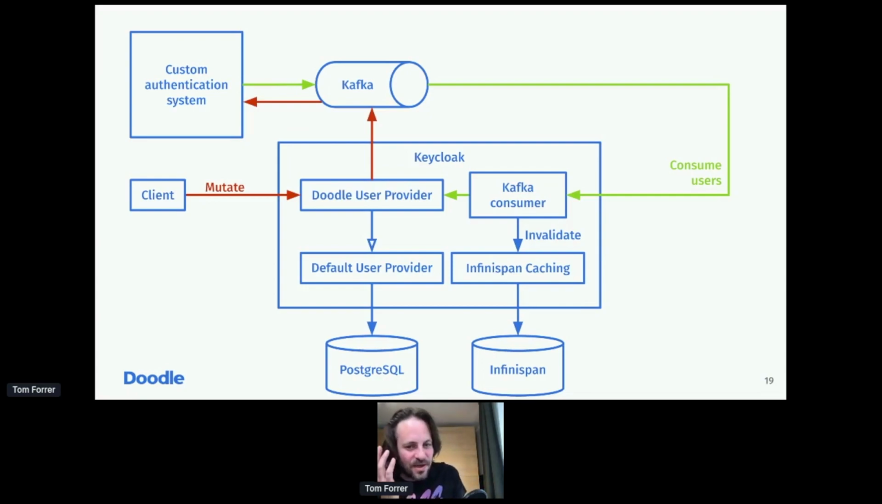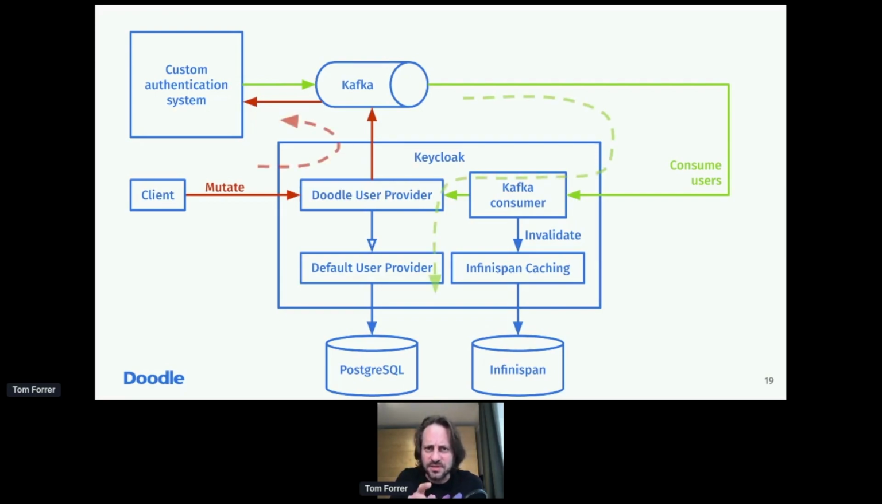Okay, so now we have a plan. We can connect Keycloak to our streaming source of truth, Kafka. We can inherit all the user provider functionality. We can hook into its implementation and report back to the custom authentication system when user data is mutated through Keycloak. We can also implement a new SPI for Kafka consumers. And we just need to make sure that the Kafka consumer is also invalidating local caches in Keycloak.